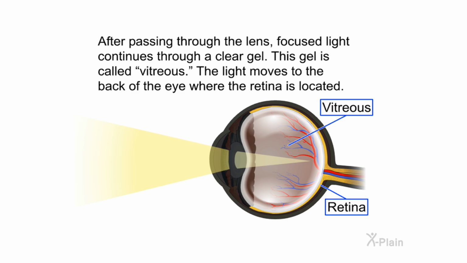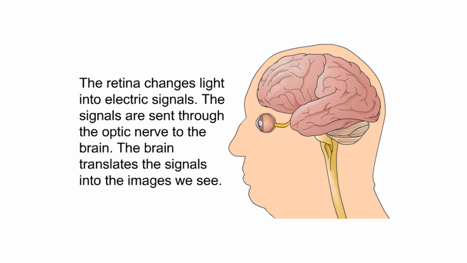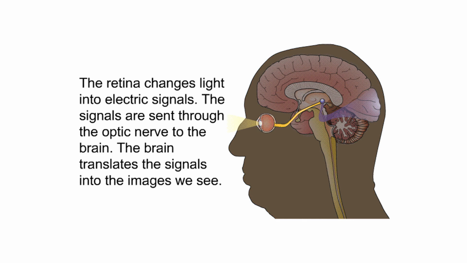After passing through the lens, focused light continues through a clear gel. This gel is called vitreous. The light moves to the back of the eye where the retina is located. The retina changes light into electric signals. The signals are sent through the optic nerve to the brain. The brain translates the signals into the images we see.